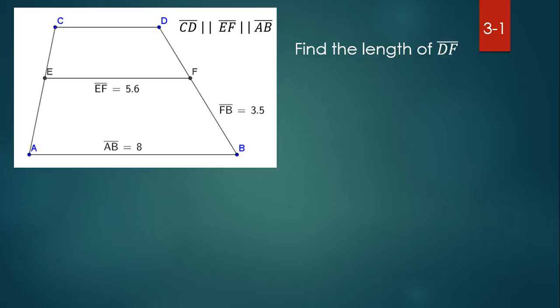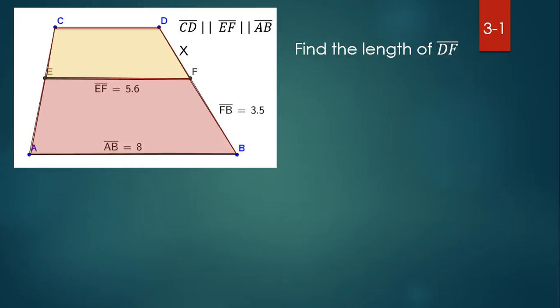What you also need to notice is that because we have parallel lines cut by these 2 transversals, what we're seeing is 2 trapezoids that are similar to each other. This is a larger trapezoid that's similar to this smaller trapezoid. They're similar because the corresponding angles are congruent in the 2 figures. Now because they are similar trapezoids, we're going to be able to use proportions to find this missing segment length, which is segment DF. And we'll just label that with an X since we don't know how long it is.